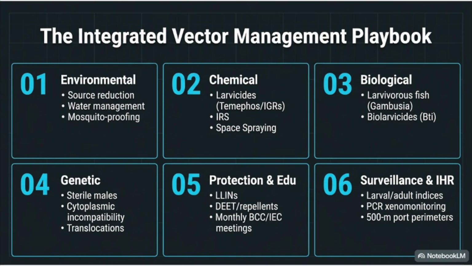To summarize, integrated vector management brings together 6 complementary methods: environmental control, chemical control, biological control, genetic control, personal protection and health education, and surveillance with legislation and international health regulations. Understanding the biology of vectors, their transmission cycles, and the specific mosquito genera responsible for major diseases allows public health professionals to select the right combination of tools for the right situation, ensuring maximum impact with minimum ecological harm.